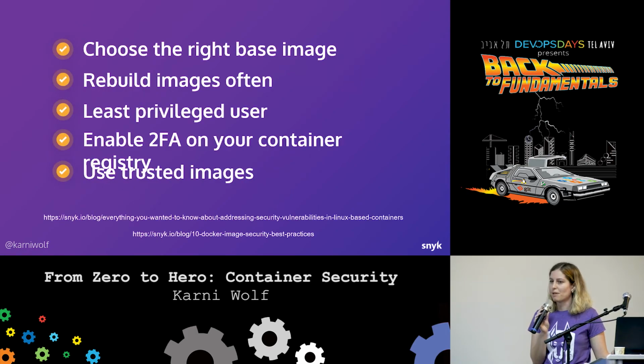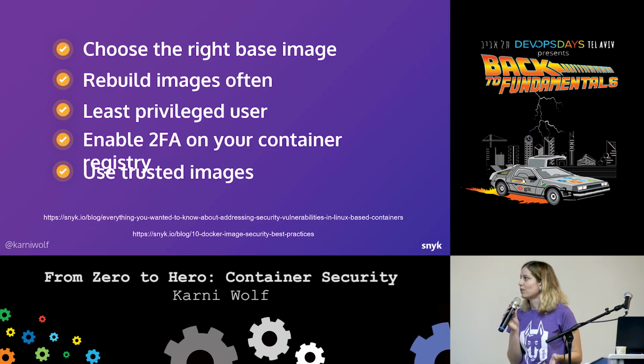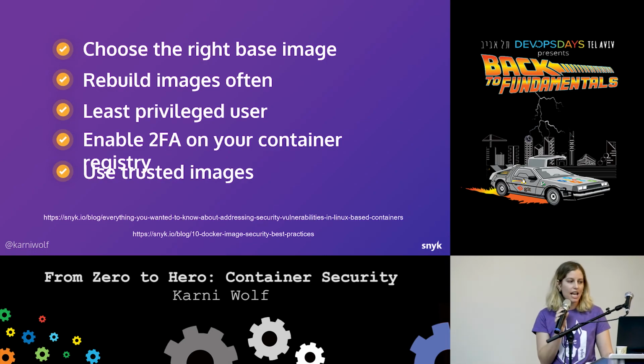So to wrap up some of the best practices, choose the right base image, rebuild images often, use least privileged user, enable two-factor authentication on your container registry, and use trusted images.